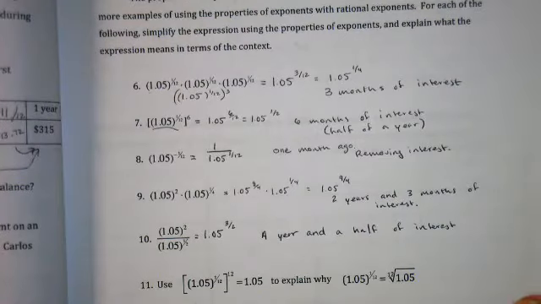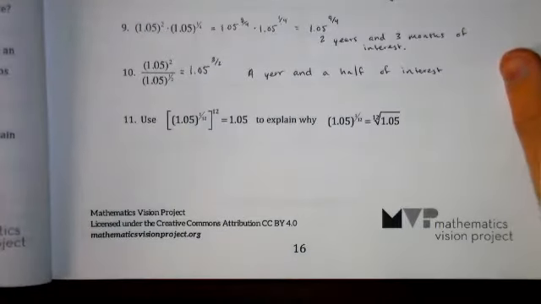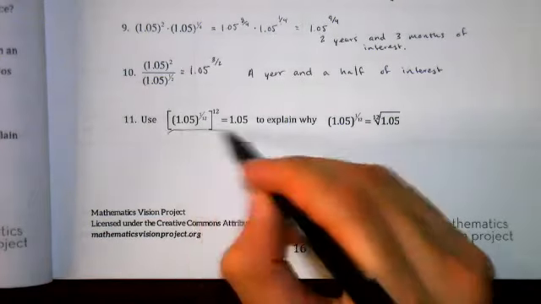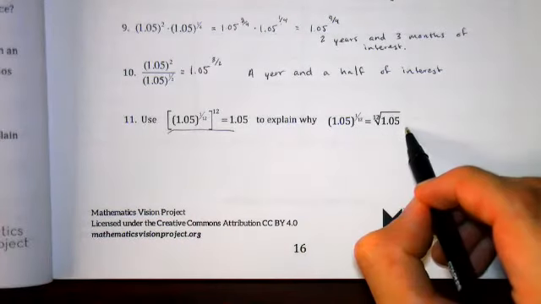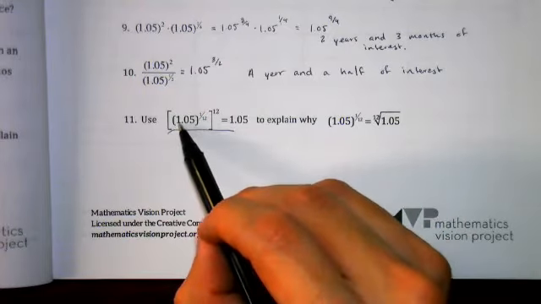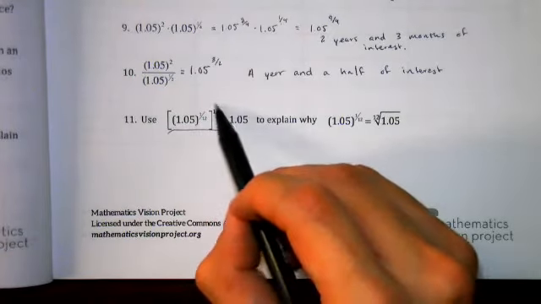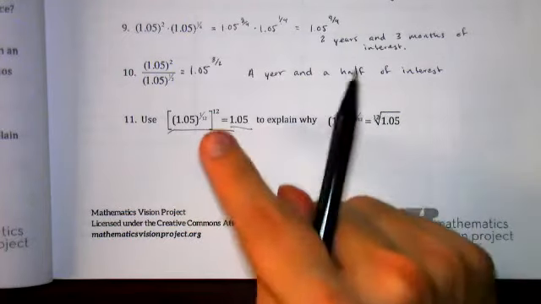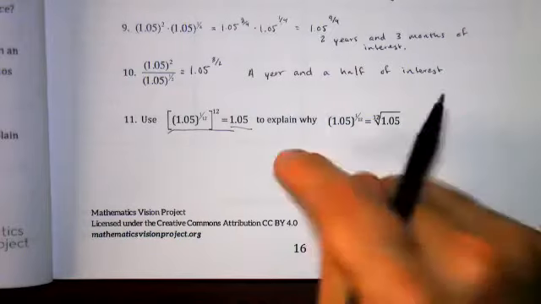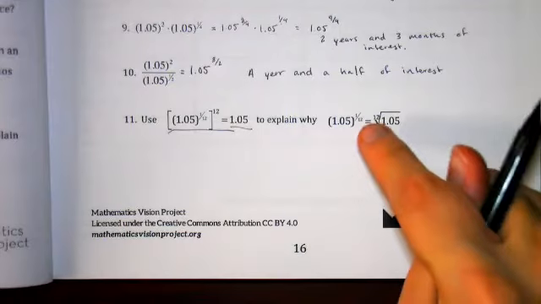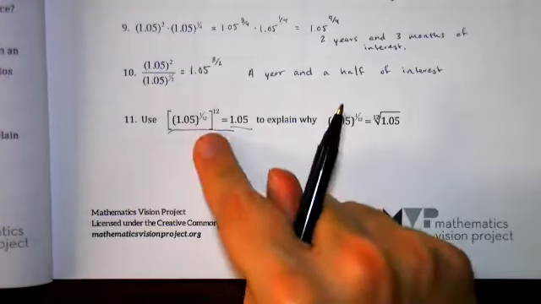Okay, and question 11 asks us to explain. It says, use this fact to explain why this fact is true. So what is this fact? Here we've got our 1/12, right? And if we multiply that 12 times, we get 1 whole. So why is that true? We know that that's true, and it's asking, explain why this is true using this information.